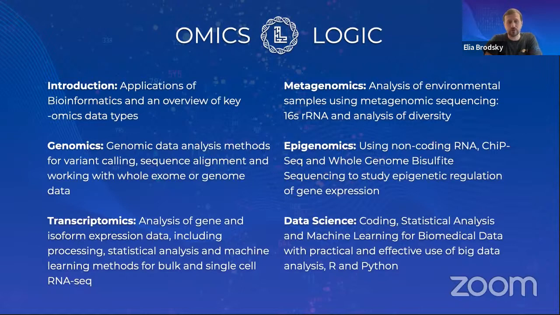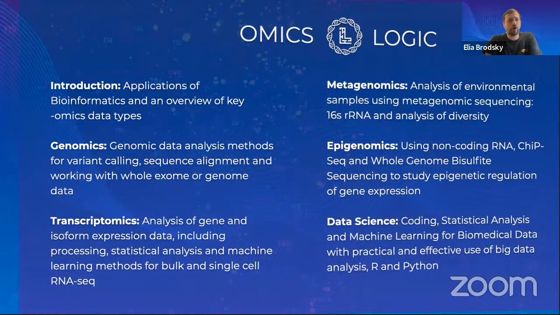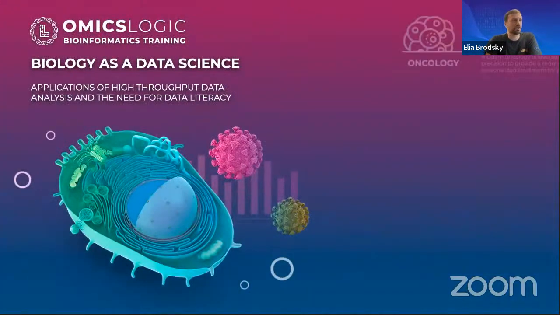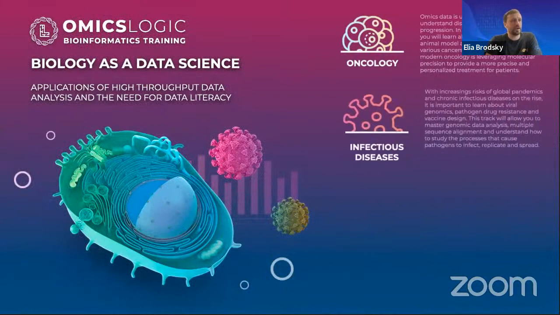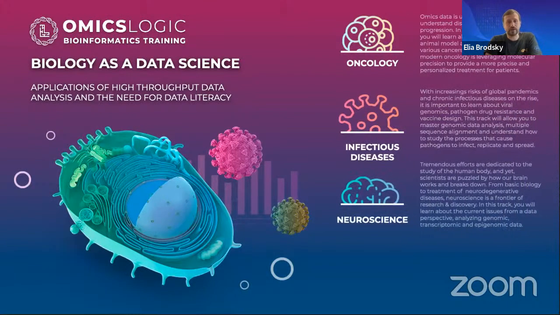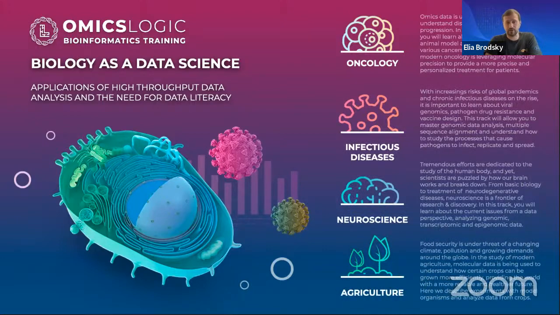So first of all, an introduction, a general overview of bioinformatics, genomics, transcriptomics, metagenomics, epigenomics, and data science. These will be offered throughout the year, including in the summer, a specific program around a research fellowship. This research fellowship will provide you with an opportunity to work on an independent project. The idea here is to provide training with basic skills, and then to offer a variety of applications, including oncology, infectious diseases, neuroscience, agriculture, biotechnology, and others.